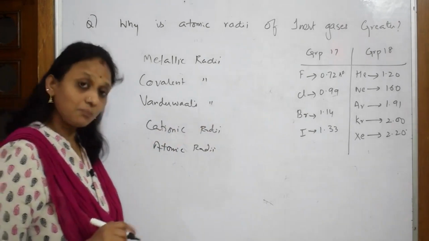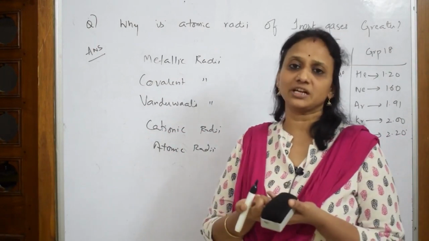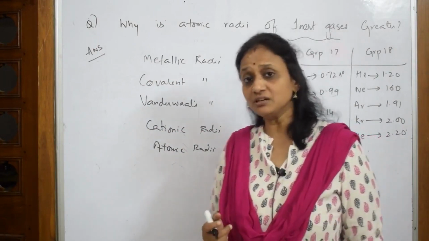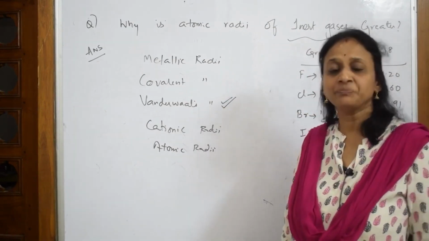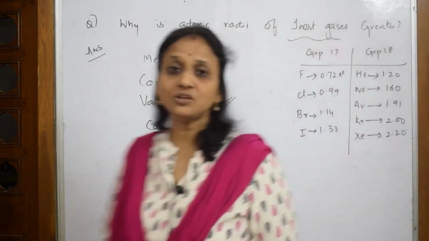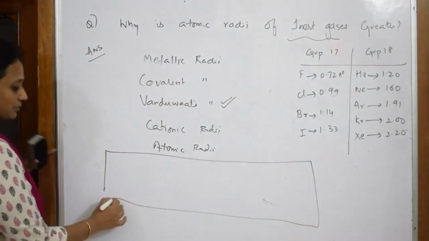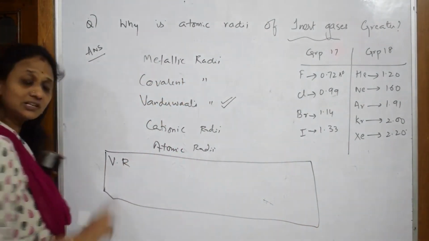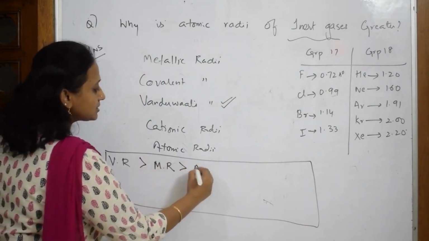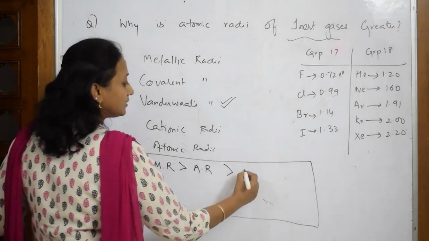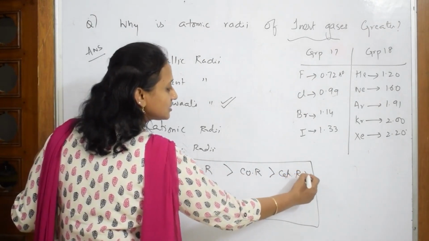Now, whenever they're asking you about inert gases, remember, whenever we speak about covalent radii, it is two bonded atoms together. But in case of inert gases, we need to speak in terms of van der Waals radius only. Remember that. What is the sequence? This is your sequence which you should remember. Always remember, van der Waals radius is greater, then metallic radius, greater than atomic radii, greater than covalent radii, greater than cationic radii. This is the sequence, always remember.